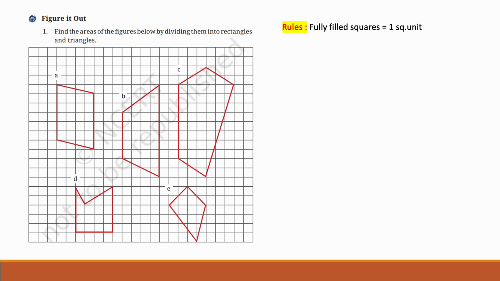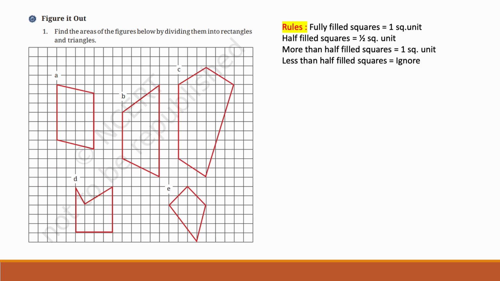See the rules. Fully filled squares are taken as 1 square unit. Half filled squares are taken as half square unit. More than half filled squares are taken as 1 square unit. Less than half filled squares, we have to ignore.